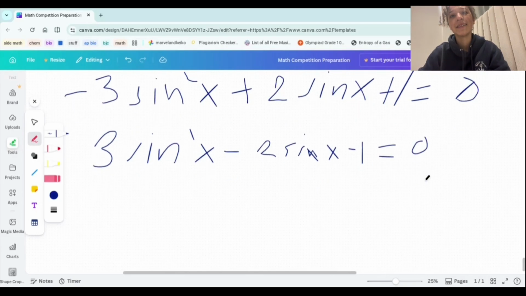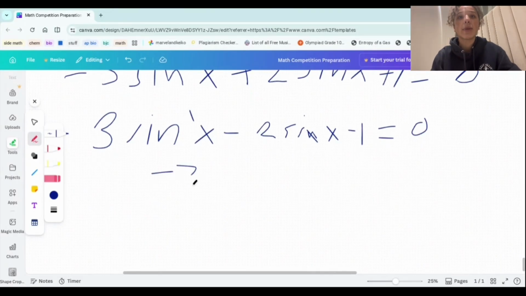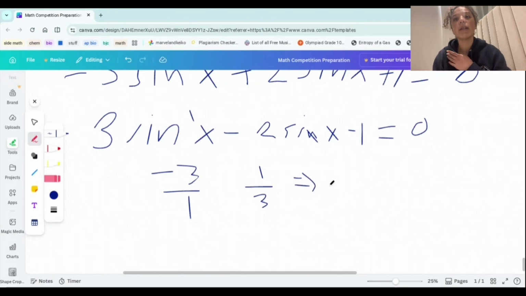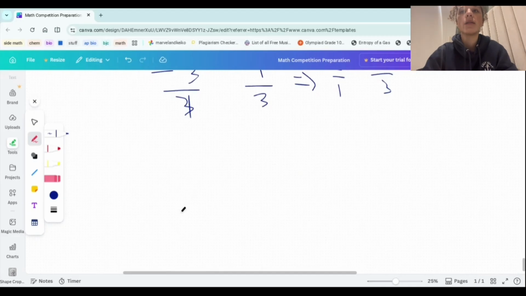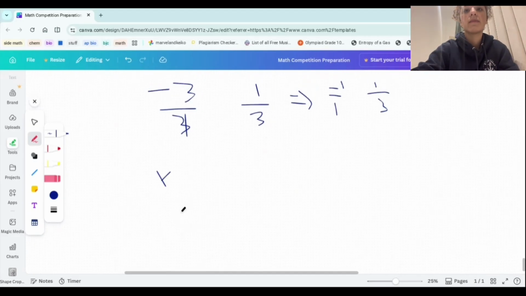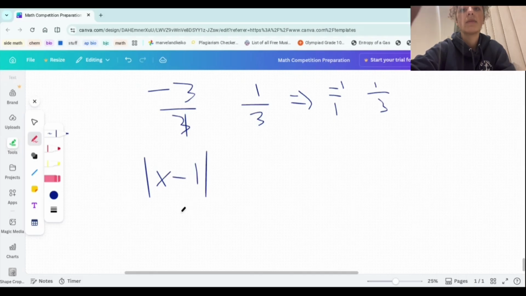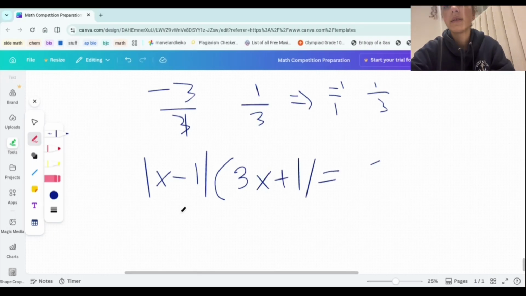Technology is against me. Okay, so this is just factorizing. What has a product of minus 3 and a sum of minus 2? That's minus 3 plus 1. So I have minus 3, 1, divided by 3, the leading coefficient. That's how I was taught to factorize. So minus 3 on 3 is minus 1 on 1, and 1 on 3. The denominator becomes the coefficient for x. So it boils down to x minus 1 times 3x plus 1 is equal to 0.